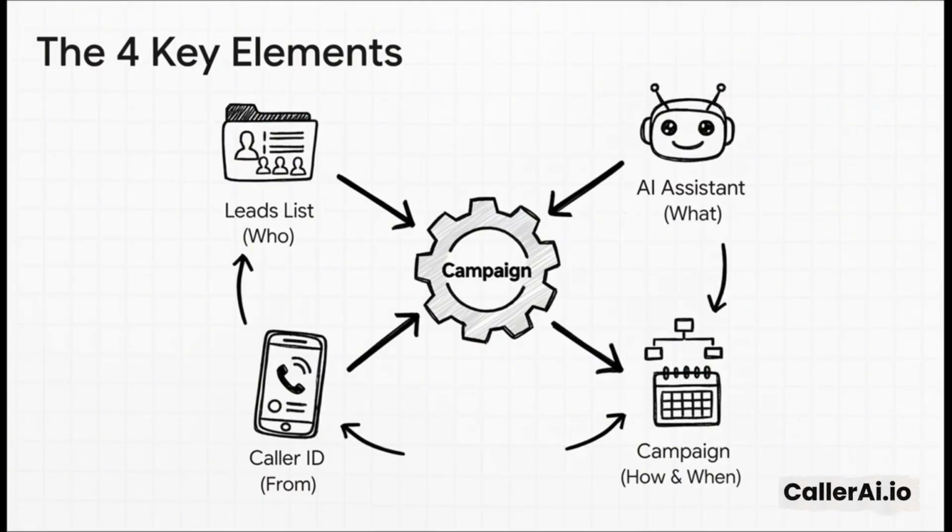Think of it like this. There are 4 key pieces to this puzzle. And what's so cool is how they all work together. First, you've got your leads list. That's who you're calling. Then there's the AI assistant. That's your voice, the one doing the talking. You've got the caller ID, which is the number people see. And then the campaign itself. That's the brains of the operation. It's the set of rules that tells everyone else what to do and when to do it.